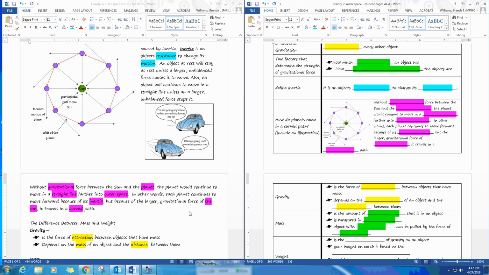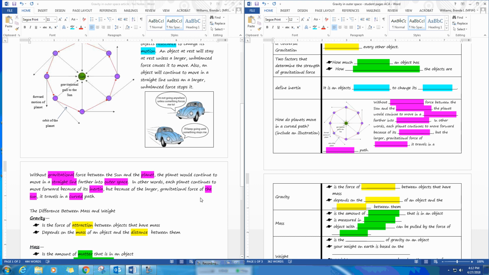So the gravity, the force that the sun exerts on the planets, is what keeps them in orbit around the sun. So that's good for us. It keeps us from floating off into cold, nasty space.